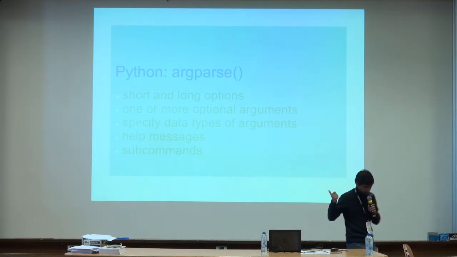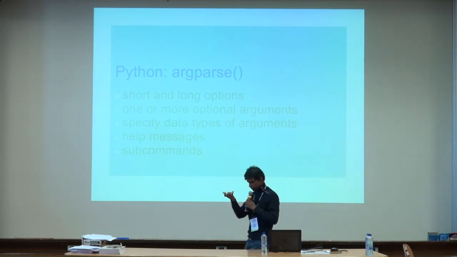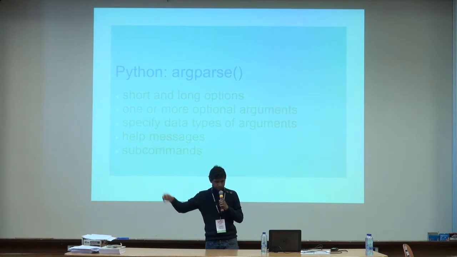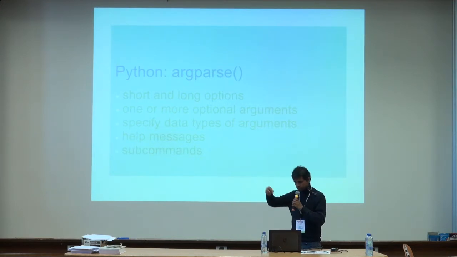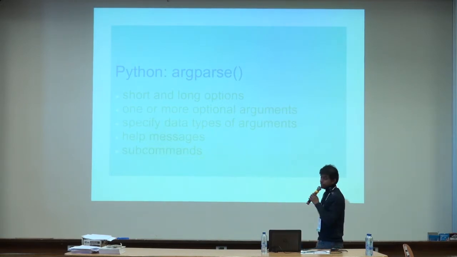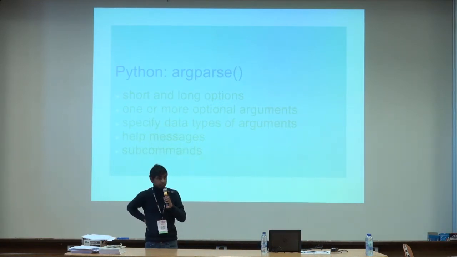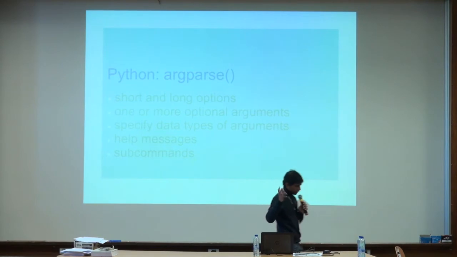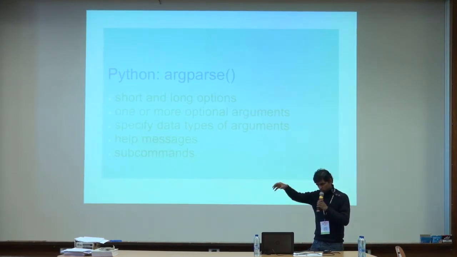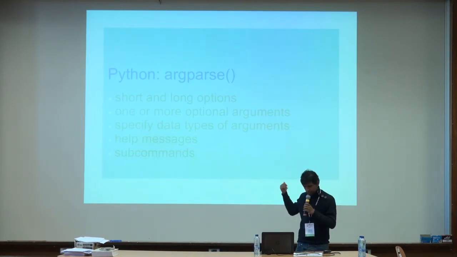Another aspect is help messages. If I want to discuss what rm minus f does, you could say rm hyphen f help, or rm help hyphen f. You would get the message that the help for this particular option is to remove a file forcefully. That's one example. Then you can also group subcommands. What they mean by subcommands is, if you work with Git, you have git commit, git checkout, git log. The second word after git is called a subcommand. You could also create subcommands very easily with Python.